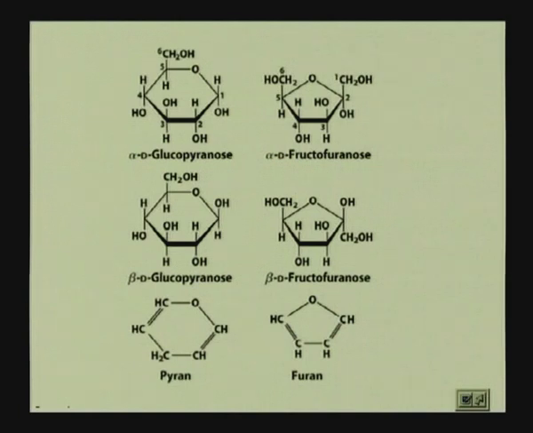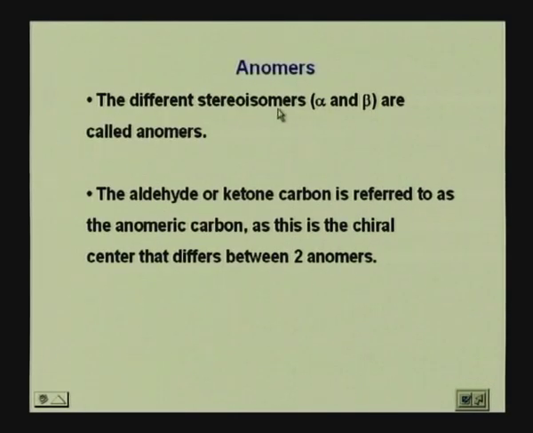Closed ring structure. So, what do we have? We have in this case the OH on carbon atom number 1 that we have to take care of. If this OH is trans to the CH2OH, it is called an alpha anomer. If it is cis to the CH2OH, it is known as a beta anomer. The same goes with fructofuranose. The CH2OH, if it is cis to the other CH2OH, it is the alpha. If it is trans, then it is the beta form. Okay? This is what the anomers are.